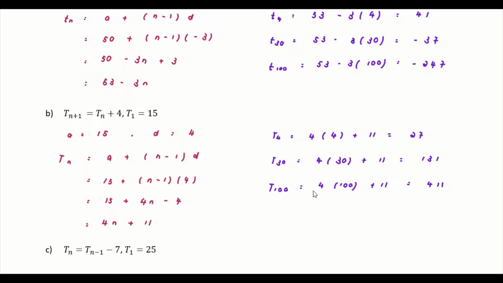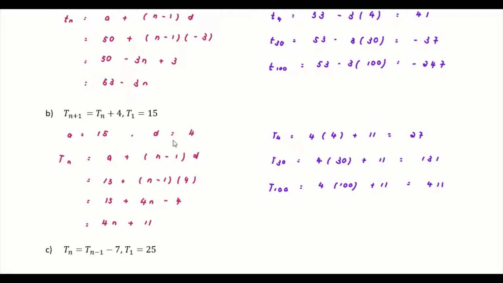Okay, so after you get these values, you should be able to see that the value here should be a number that's larger than 15, right? So if you get a number that's smaller than 15, then you know something is wrong because your common difference is positive 4. So you should get something that's positive, right?